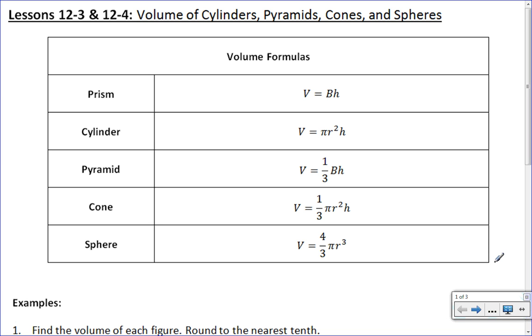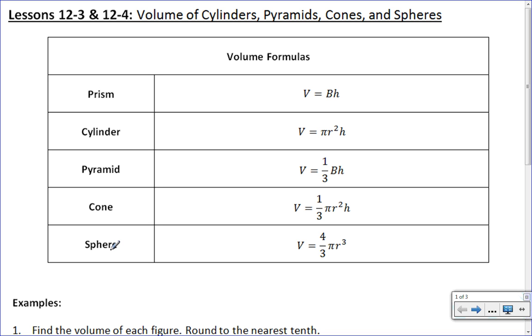This is lessons 12.3 and 12.4, volume of cylinders, pyramids, cones, and spheres. So in this table, we have all of the volume formulas, including volume of a prism that we've already seen, and then volume of a cylinder, pyramid, cone, and sphere.